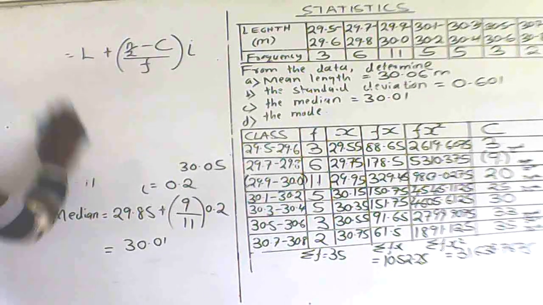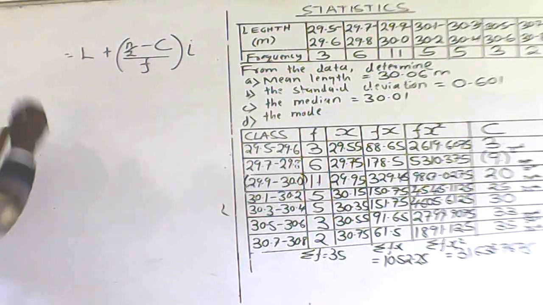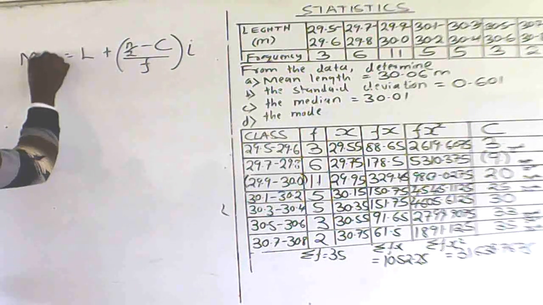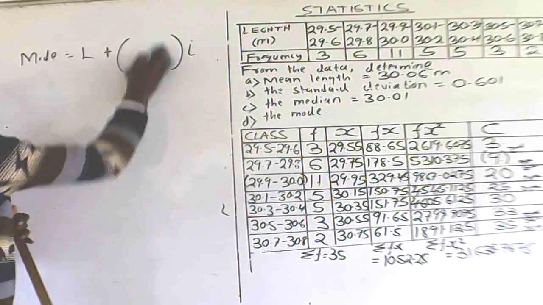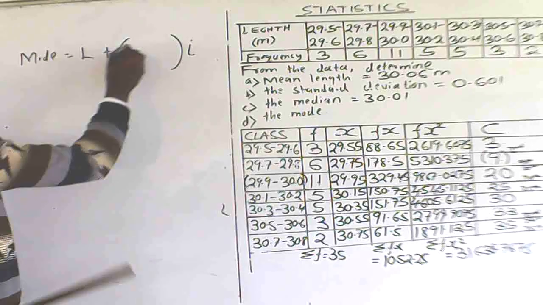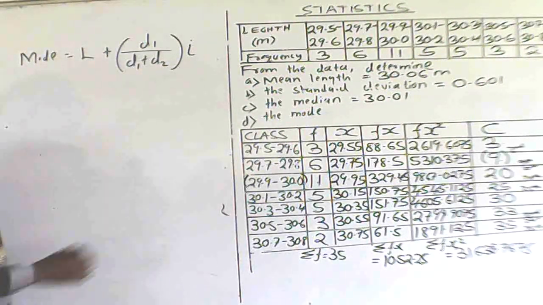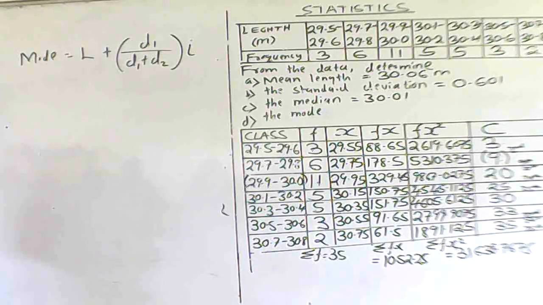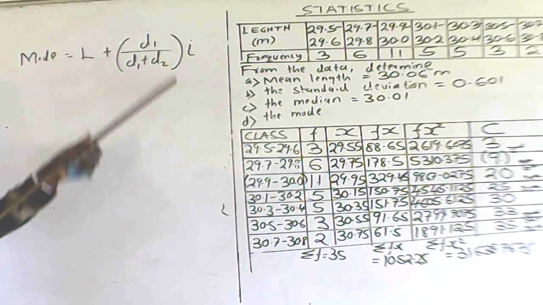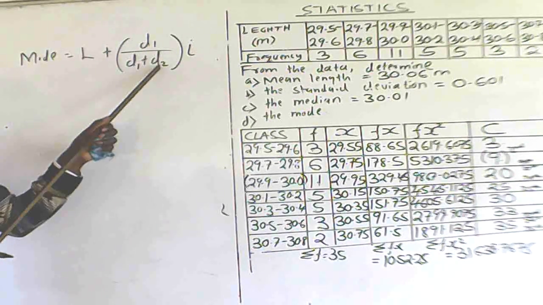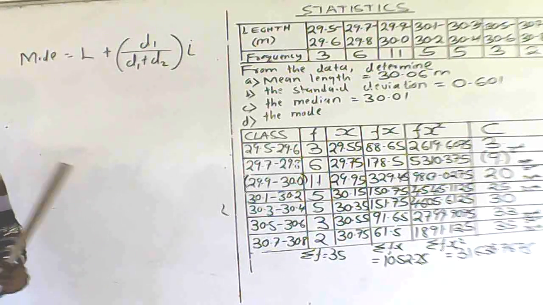Now the mode is very simple. It comes from the formula of the median. If you use the formula of the median to get the mode, you simply wrap what is inside that bracket, and it becomes D1 over D1 plus D2, and that is the mode. So it will be the lower class limit of the modal class plus D1 over D1 plus D2 into the class interval. We want to know what these D's are, okay?